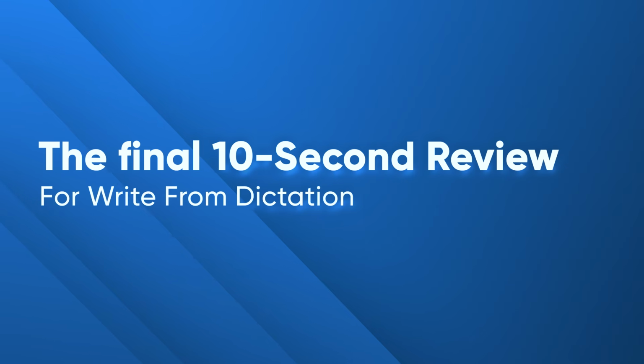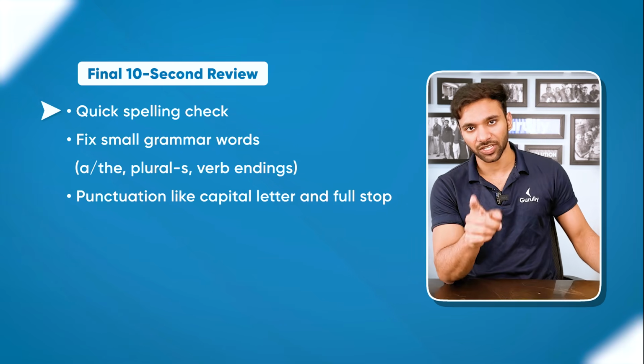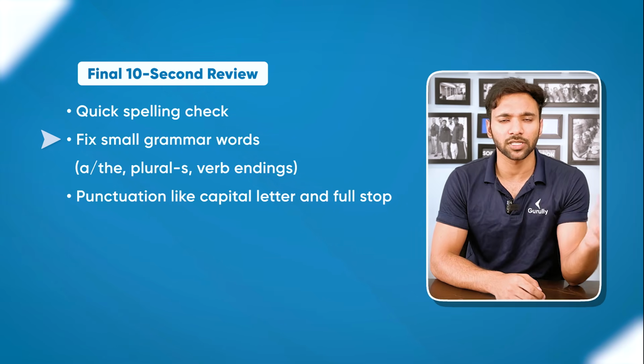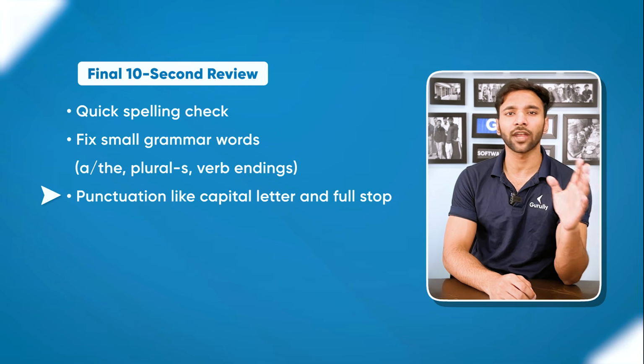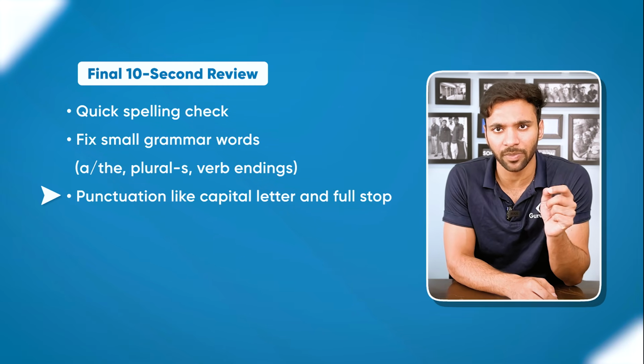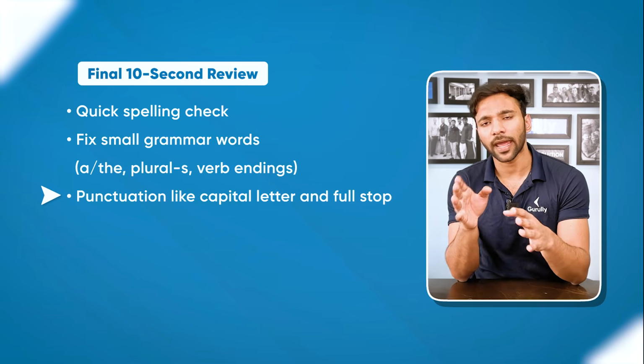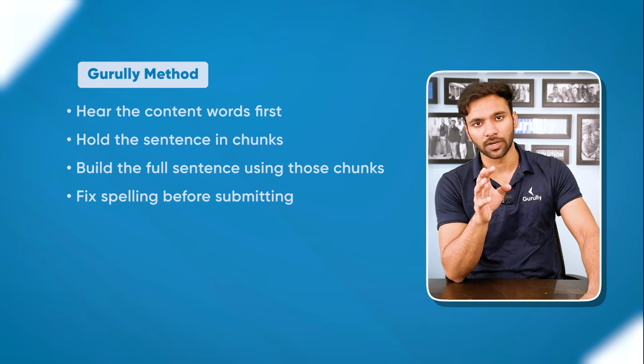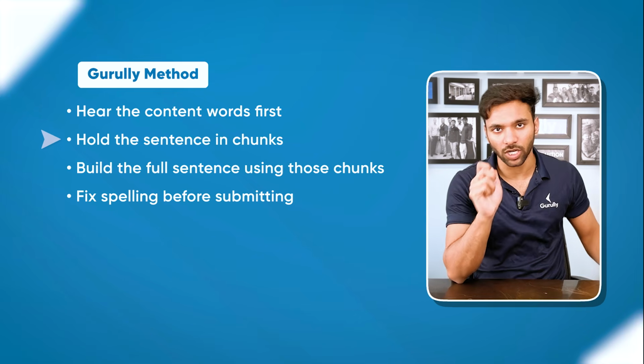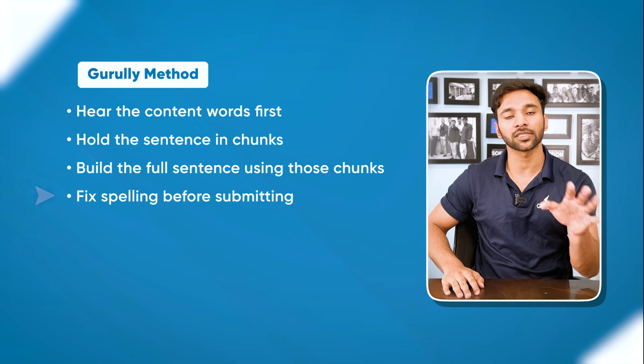The final 10-second review. After typing, do one fast check. Spelling, basic grammar words, punctuation like capital letter and full stop. This final check is recommended as part of the write from dictation finishing strategy. Check spelling, grammar and punctuation. So the method is simple. Hear the content words, hold in chunks, build the sentence and fix spelling.